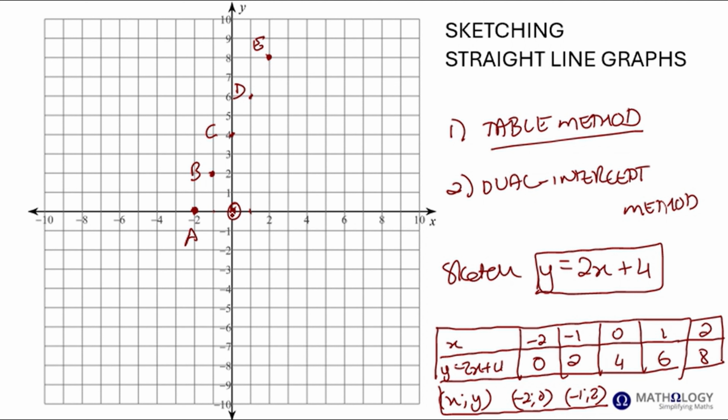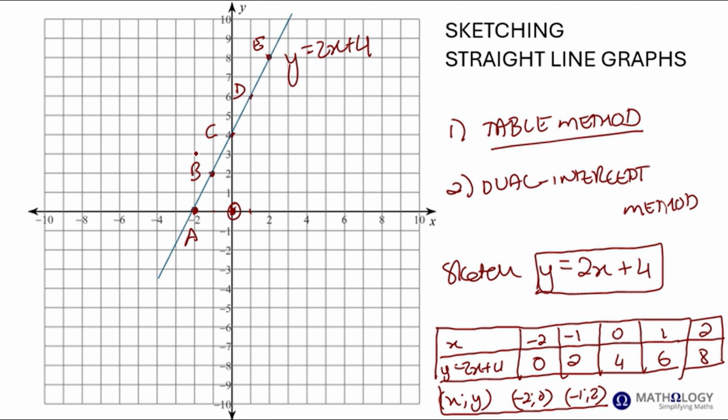So that's how we know when we have our points here. If we take (-1, 2), we start at -1 on the x-axis, and this is +2, which means we move up. If y was negative, we would move down. If x is positive, we move to the right. If x is negative, we move to the left. And now that we've got these 5 points here, we just put a straight line through them. We've now sketched the function y equals 2x plus 4.